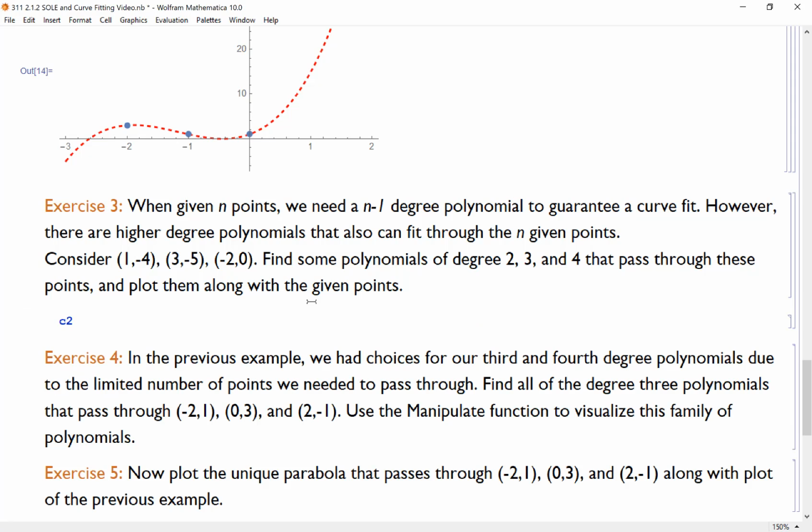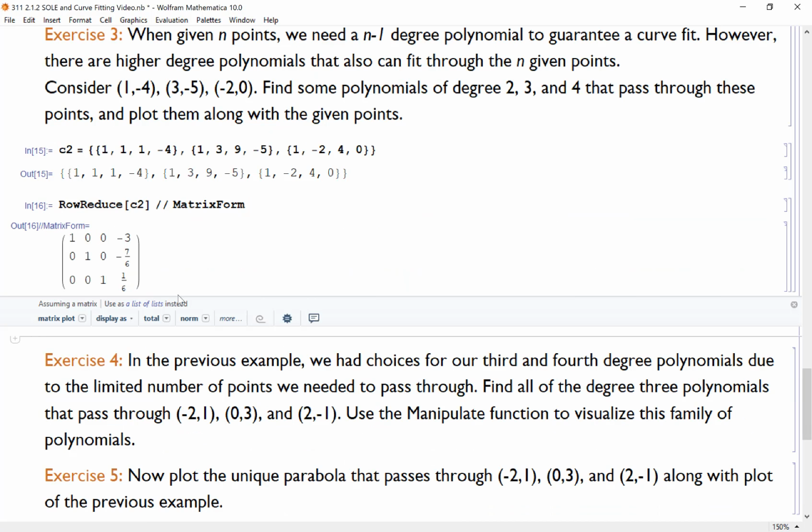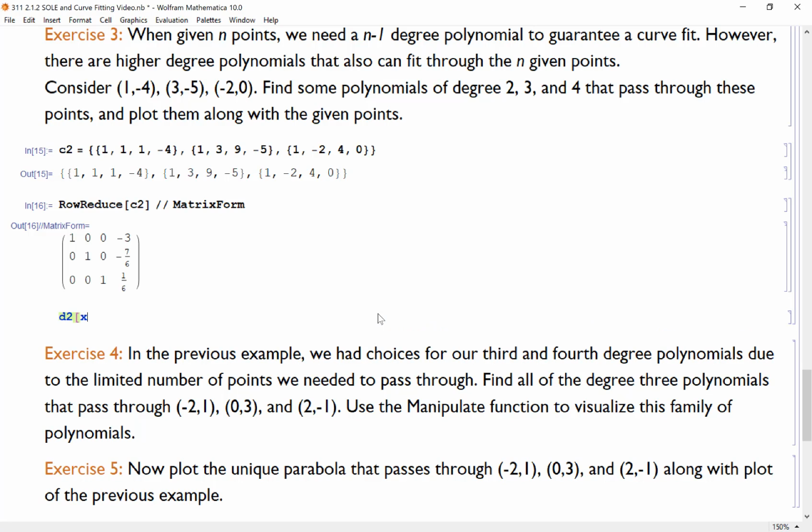I'm going to call this C2, and this is my quadratic. If I have an unknown quadratic, when I plug in 1 for x, I get -4, so that's going to be 1, 1 squared, that adds up to be -4. When I plug in 3, I have 3, 3 squared, that adds up to be -5. And for -2, 1, -2, 4, and that adds up to be 0. Let's go ahead and row reduce. And we get unique solutions because we know there's a unique quadratic that passes through those. I'm going to call this D2 and define it: -7/6 x plus 1/6 x squared. There's our first one.